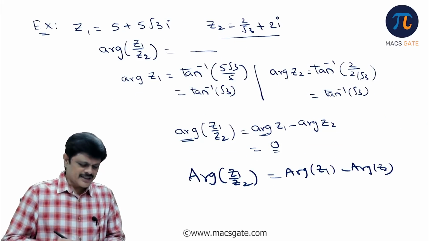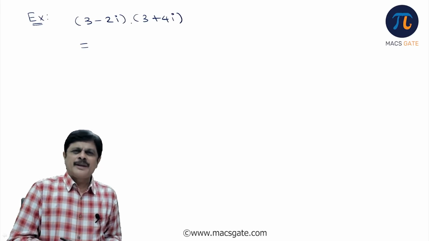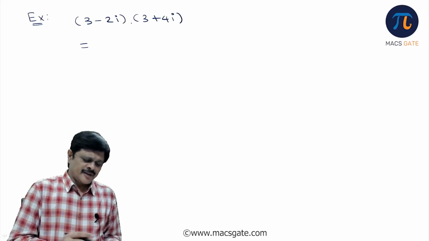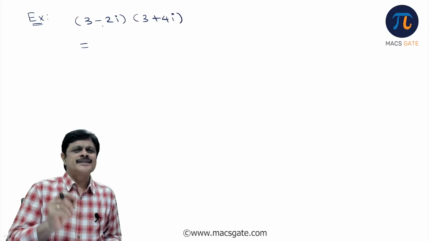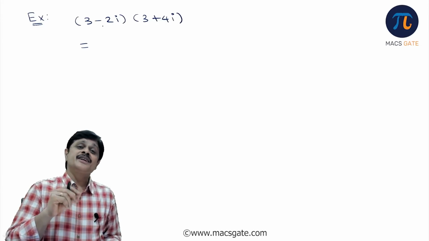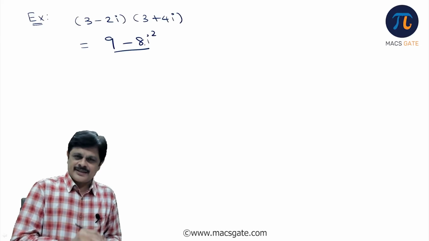So let us take some more simple problems. (3 minus 2i) into (3 plus 4i). They are GATE questions only, my dear friends. See what you can do is real into real is real, imaginary into imaginary also real. So 3 into 3, 9, minus 2i into plus 4i, minus 8i square. So i square is minus 1, this becomes real.